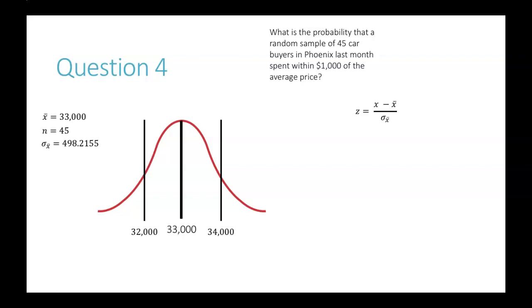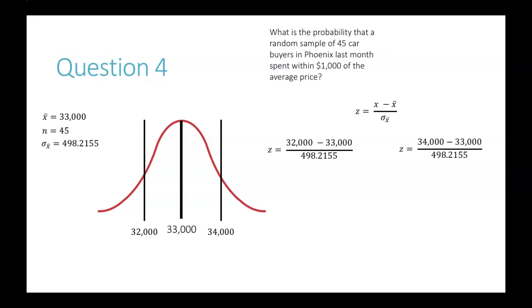Now, when we have a bell curve and they want to know the probability of something, we should immediately be thinking z-score. I don't think you have this formula on your formula sheet, but when you are dealing with sampling distributions, our z-score formula will be x minus x bar over our standard error. So our x, that's going to be our 34,000 and our 32,000, right? Because we're going to need two separate z-scores here. Our x bar, that's our 33,000, like we have over on the left side of the screen right now. And our standard error, that's what we just found in the last part of the problem.